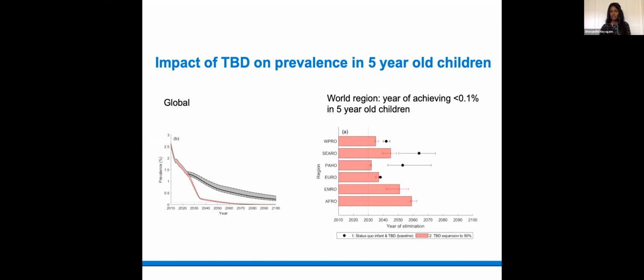So what I'd like to draw attention to here is that in the WHO Afro region, at status quo, that 0.1% prevalence would not be reached before 2100. But by scaling up timely birth dose to 90%, it won't be reached by 2030 because the baseline is higher, but it will be reached just before 2060. So really there's massive progress towards this absolute target that can be made in all world regions and particularly in the WHO Afro region.